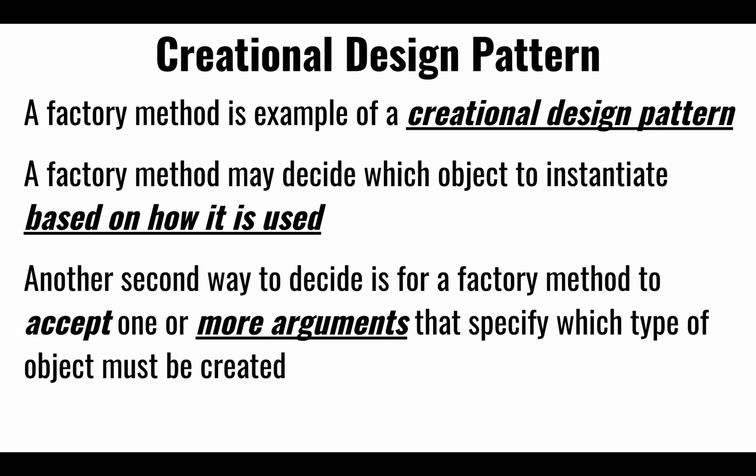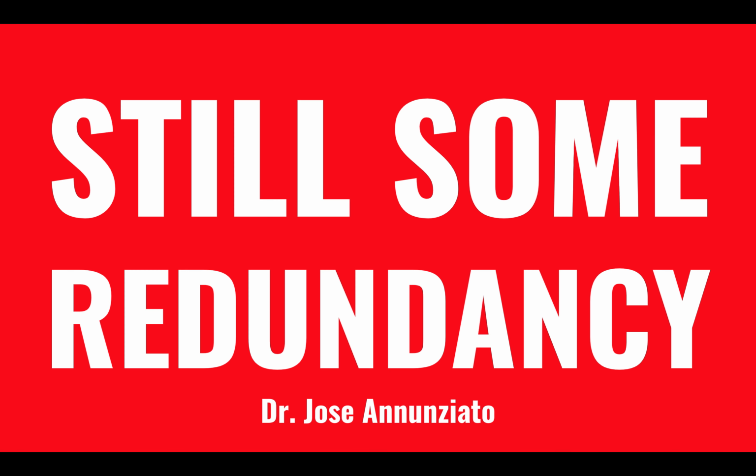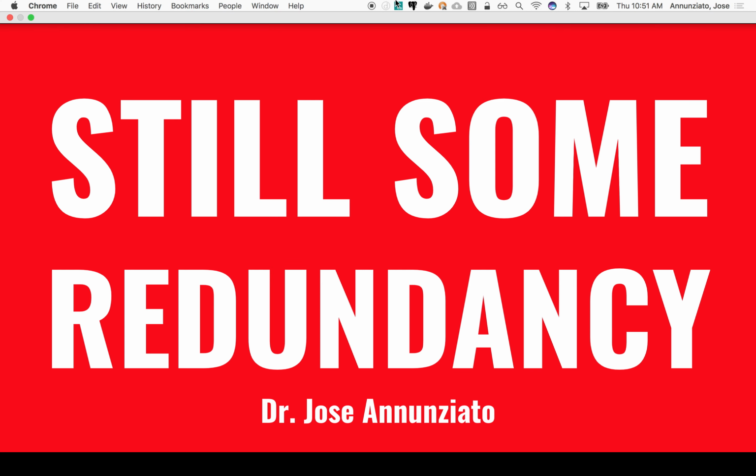In this case, based on how it's being used, the use case, we're deciding which to instantiate, but it's very common that you pass additional arguments to these factories to configure what you're passing. But we still have some redundancy. Let's revisit some of the other methods that we haven't looked at yet.